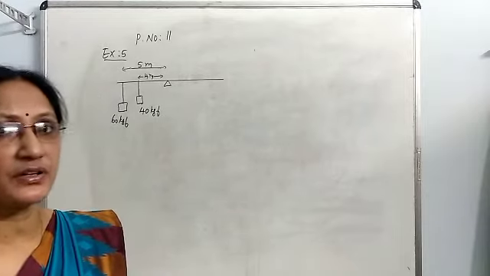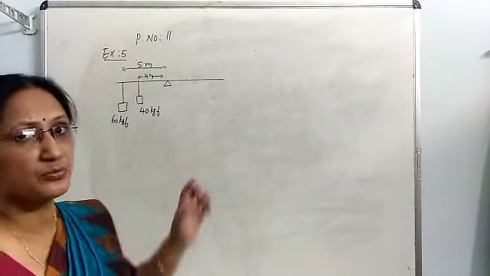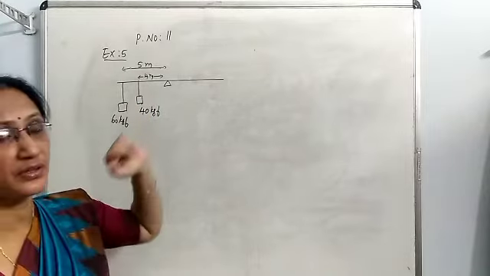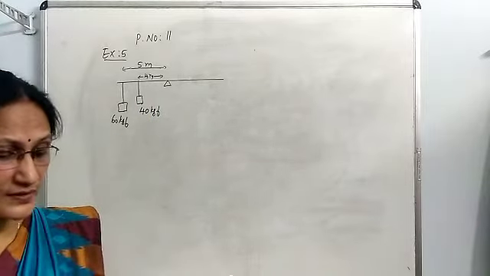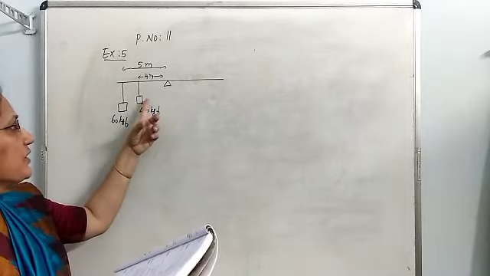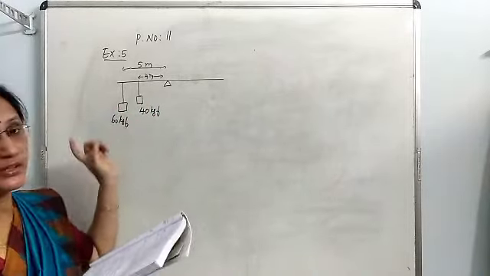Let us solve a numerical based on the principle of moments. This numerical question you can see on page number 11, question number 5. I will read out the question. On a seesaw, two students are seated. Here the students' body weight I have shown symbolically.